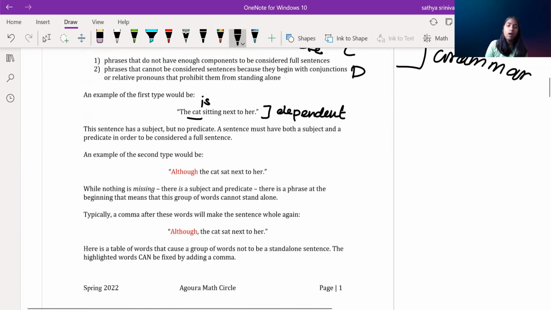A second type is, although the cat sat next to her, right? The cat sat next to her by itself is an independent sentence. But when we add although, it turns into a dependent sentence, because you need to say something after that, like, oh, the cat, blah, blah, blah. There is a subject and predicate, but you have this transition word or conjunction that prohibits it from being independent now.